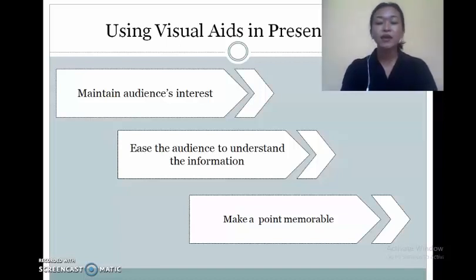And the third one is make a point memorable. It means that visual aids can help the audience to remember longer the point that you present, because visual aids provide an illustration so that you can deliver the point in a simple way which is easier to remember, rather than a long and complex explanation that will be quite difficult for the audience to remember.